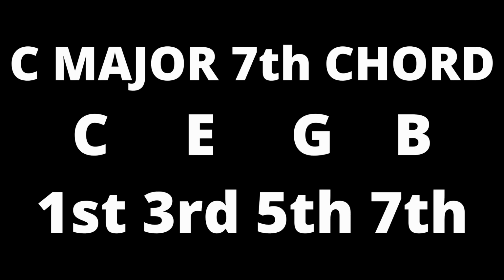The C major scale has the following notes: C, D, E, F, G, A and B. The first note is C, third note is E, and fifth note is G. These notes create a C major chord. Add the 7th note B to this chord and you get a C major 7th chord.